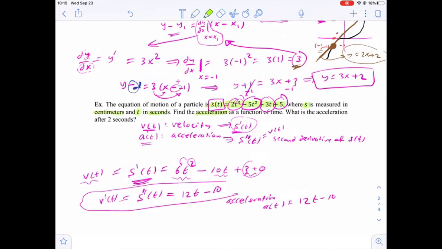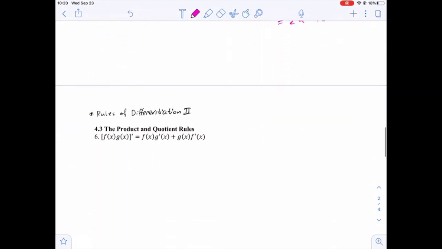Now the question also asks, this is the acceleration as a function of time t, and then what is the acceleration after 2 seconds? We just plug in t equals 2 here, so 12 times 2 minus 10 is 24 minus 10, which is equal to 14 meters or centimeters per second squared. That's the unit for acceleration, and the unit for velocity is just centimeters per second.